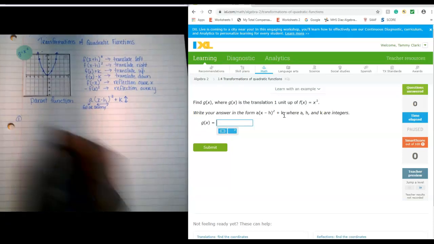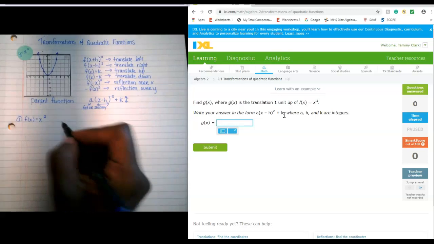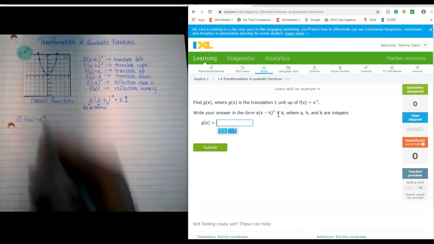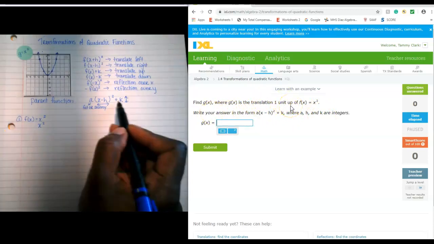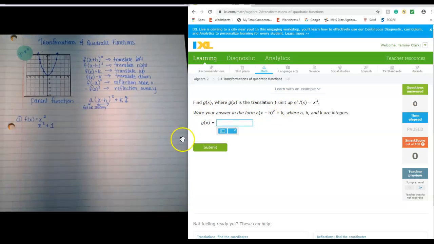So what we have is f of x is equal to x squared, and it said that we had a translation 1 unit up. There was no movement left or right, so we don't need the parentheses. There was a movement of the quadratic 1 unit up. So I'm just going to do the K part here. This would be x squared plus 1. When you put it in, you're going to put your x, type in your exponent, and then plus 1.